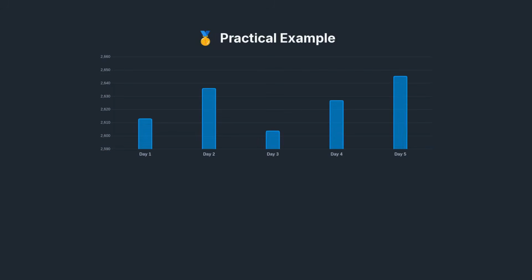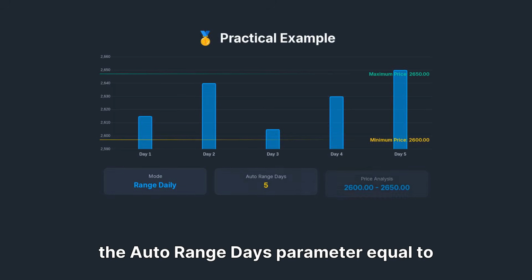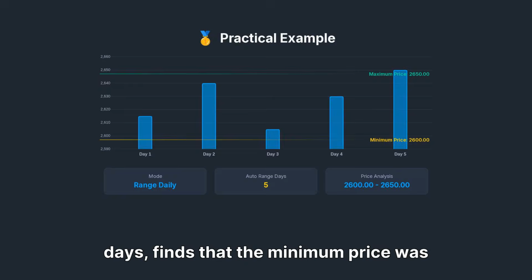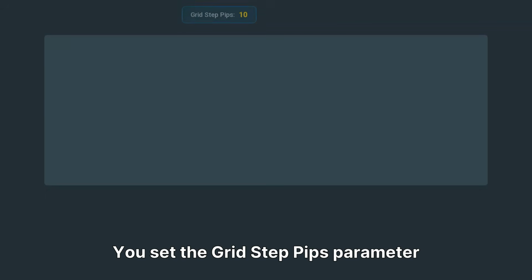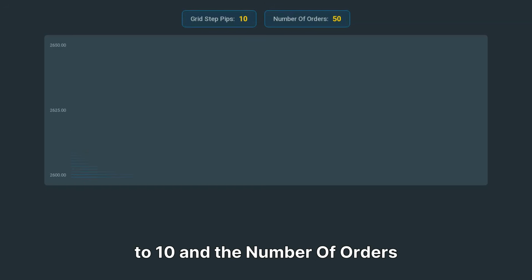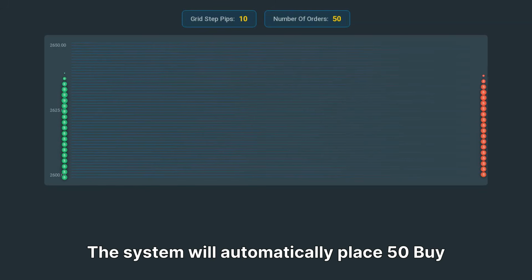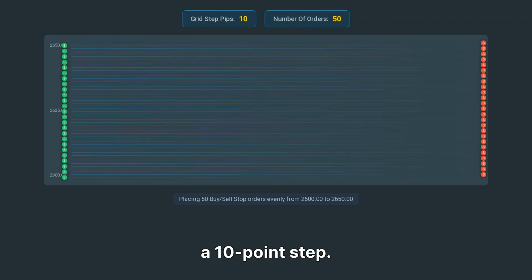Practical example. Imagine you're trading gold. You set the range daily mode with the auto range days parameter equal to 5. The advisor analyzes the last 5 trading days, finds that the minimum price was 2600 and the maximum was 2650. You set the grid step pips parameter to 10 and the number of orders parameter to 50. The system will automatically place 50 buy stop and sell stop orders evenly in the range from 2600 to 2650 with a 10-point step.